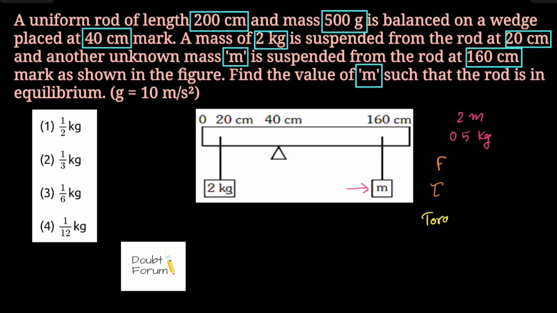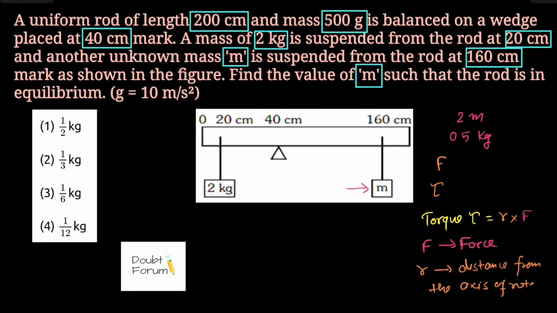And we all know that the torque, which is represented by the letter tau, is equal to R cross F. It is a vector quantity, so it is the cross product of R and F. Here F is the force applied, and R is the distance from the axis of rotation to the point where the force is applied. This is very important.